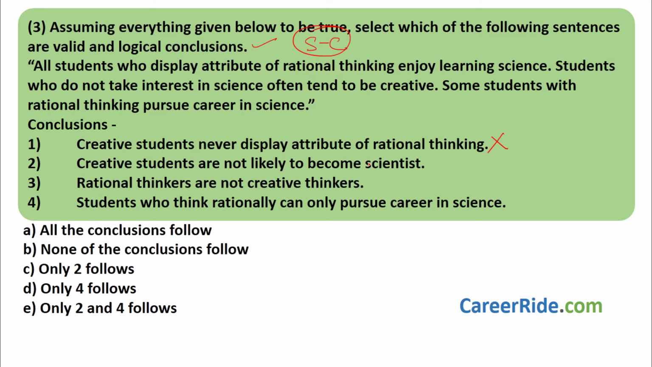Creative students are not likely to become scientists. Scientist word is not there in the given sentences, so it is an invalid conclusion. Rational thinkers are not creative thinkers. Rational people can be creative, creative people can also be rational, because nowhere it is mentioned directly that rational thinkers can't be creative. So again, wrong. Students who think rationally can only pursue career in science. Students who think rationally generally go in for science, but that does not mean that they only pursue science. They might become creative and they might become an artist. So again, this is a wrong assumption, wrong conclusion. So none of the conclusions follow. Moving to the next question.